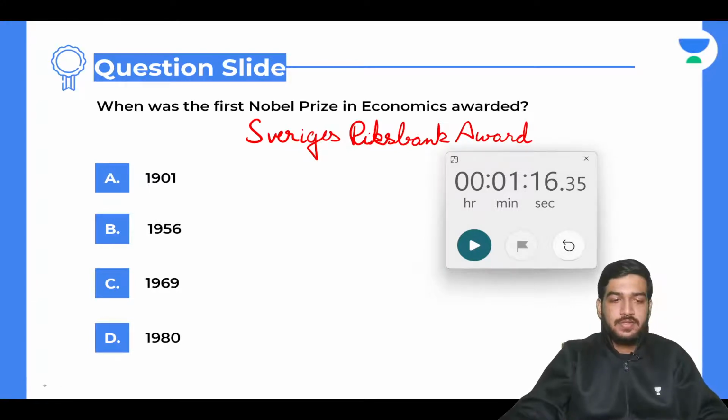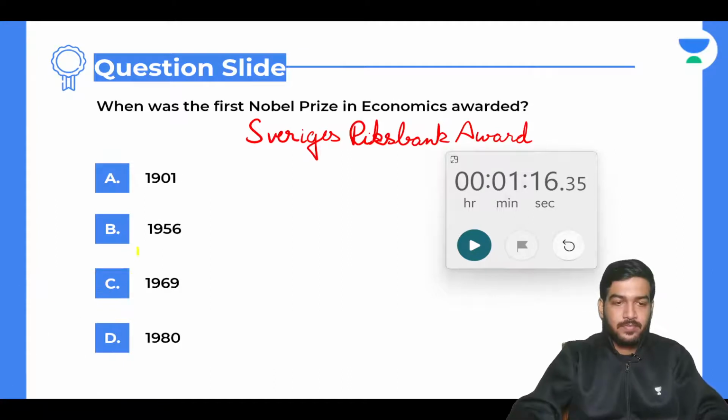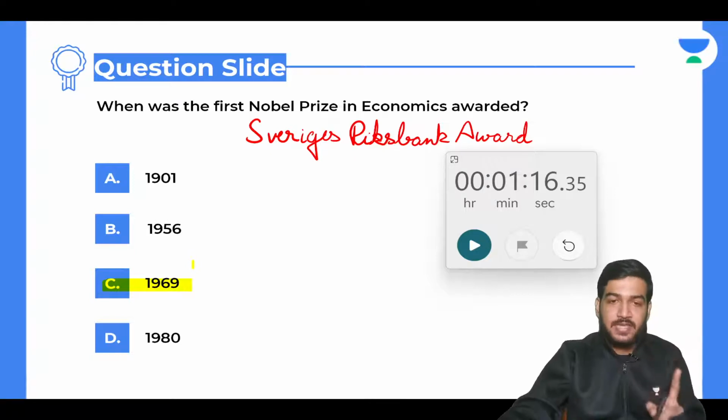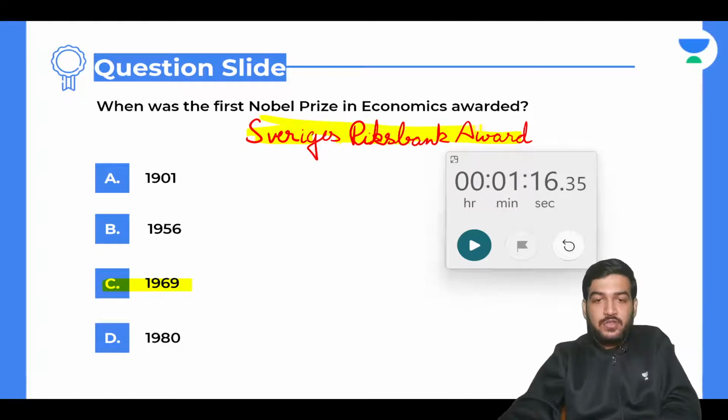The answer is 1969. The first Sveriges Riksbank Award for the Nobel Prize in Economics was in 1969. This is the bank that sponsors it. It is also given in Sweden.